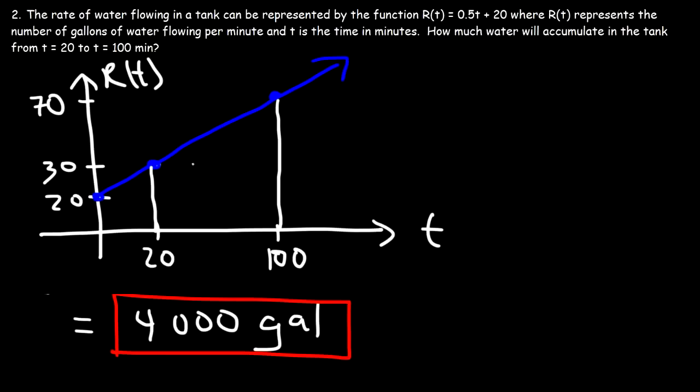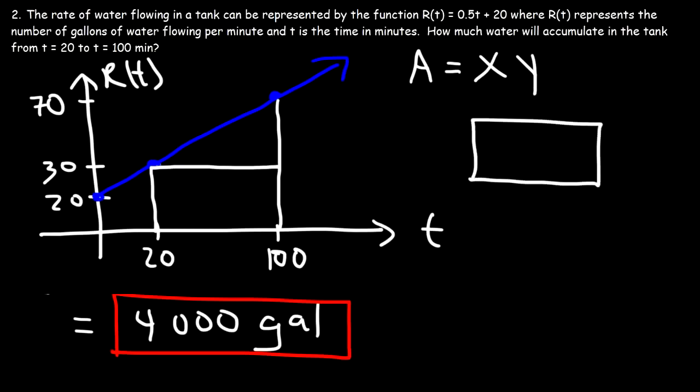Now using geometry, it's helpful to break this region into a rectangle and a triangle. And so to find the area, we need to multiply the x values by the y values. The area of a rectangle is length times width. So the length is the difference between 100 and 20, which is 80. The unit for this is 80 minutes. And the height of the rectangle is 30. And the unit for that is gallons per minute. So if you multiply minutes by gallons per minute, the unit minutes will cancel, giving you the unit gallons.